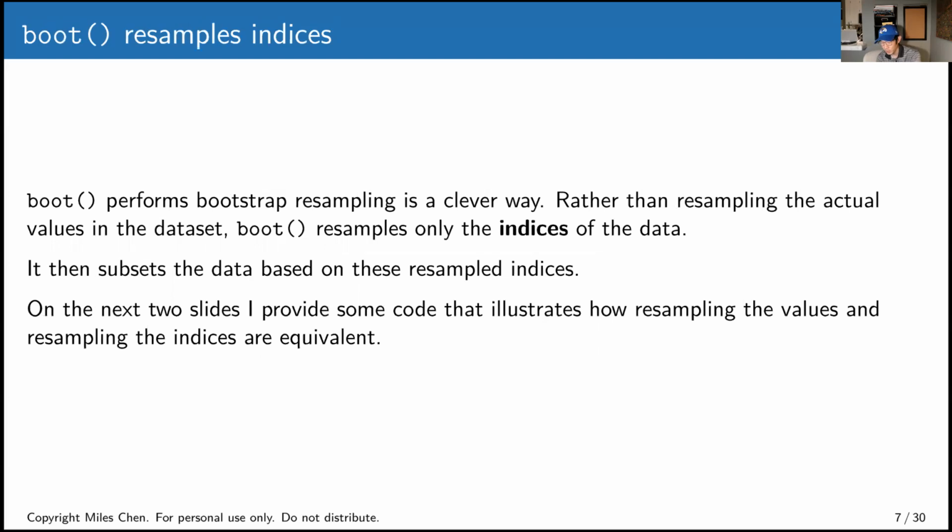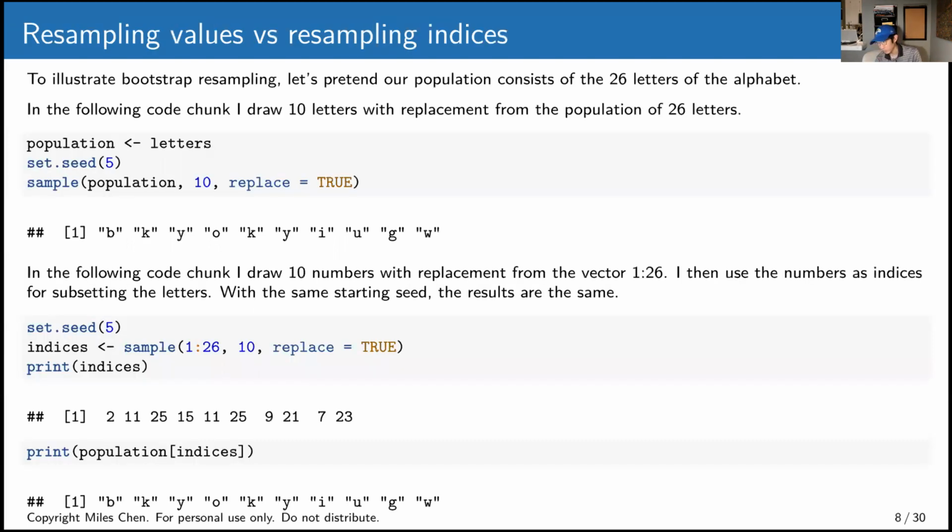The way the function boot performs Bootstrap resampling is quite clever in that rather than sampling the actual values, it just resamples the indices of the values. What I'm going to show you is how this works and what it's doing. When you resample the indices and you subset the data using the resampled indices, it's equivalent to resampling the data itself directly.